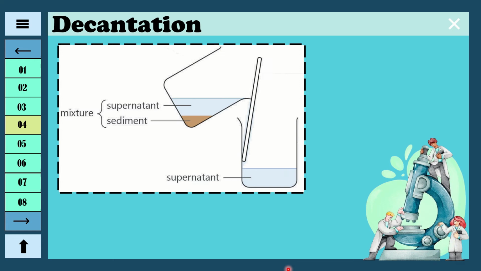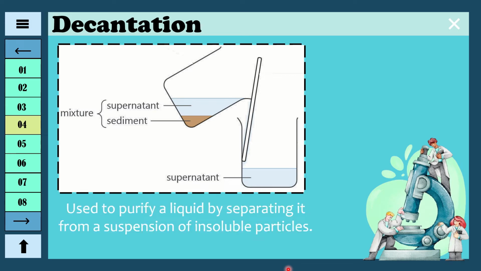Another technique to separate the mixture of compounds is decantation. If extraction is the mixture of two immiscible liquids, decantation separates a liquid from an insoluble solid sediment by carefully pouring the liquid from the solid without disturbing the solid. It is used to purify a liquid by separating it from a suspension of insoluble particles.